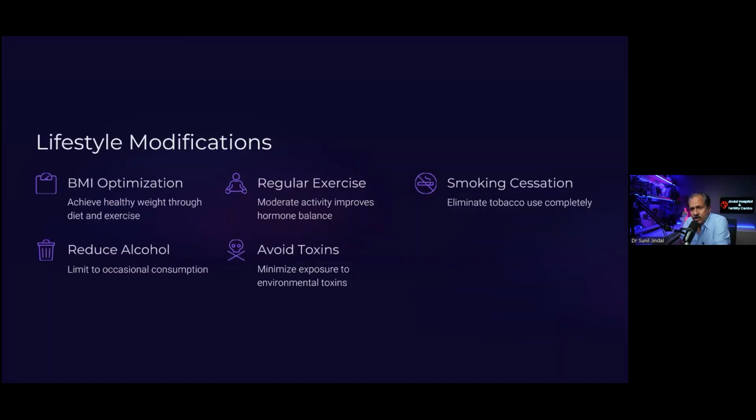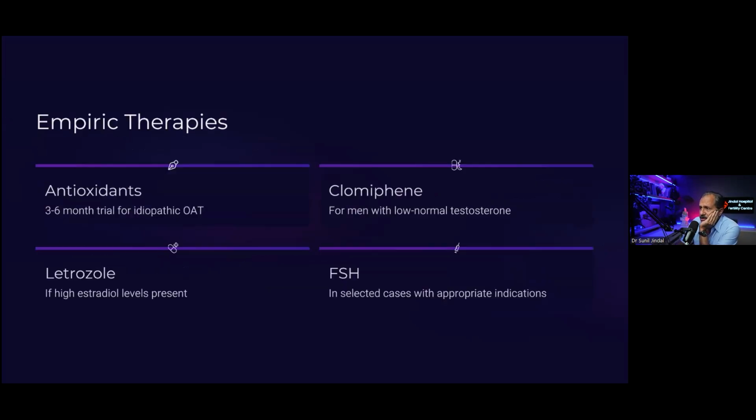Now, what could you do in lifestyle? They need to reduce their weight. You need BMI optimization, regular exercise, smoking needs to be stopped, reduced alcohol, and avoid any toxins.